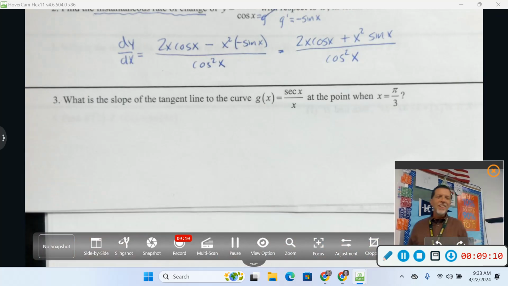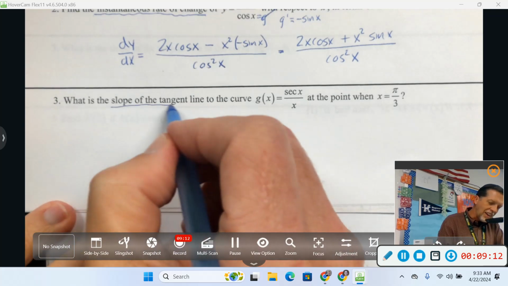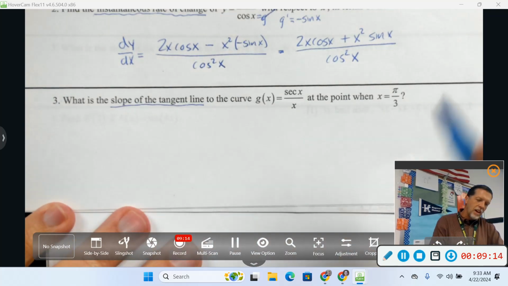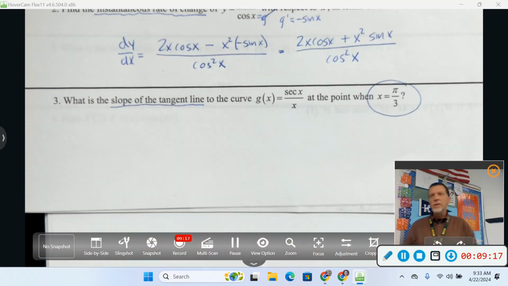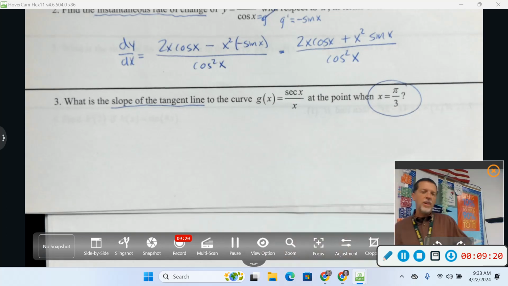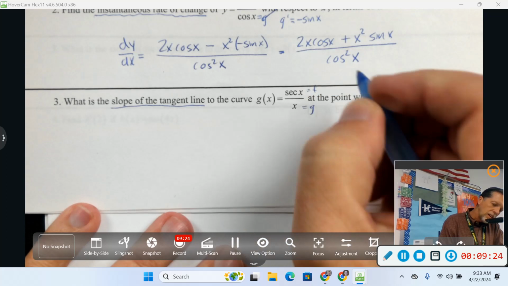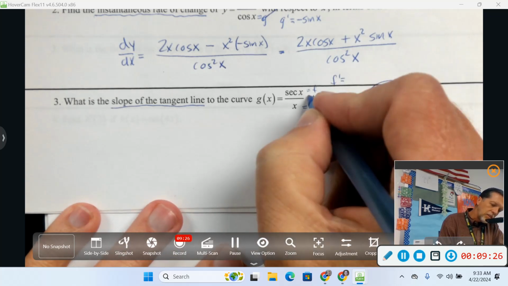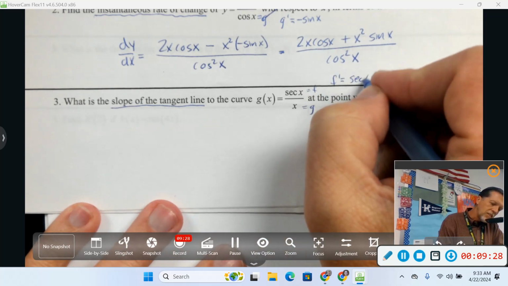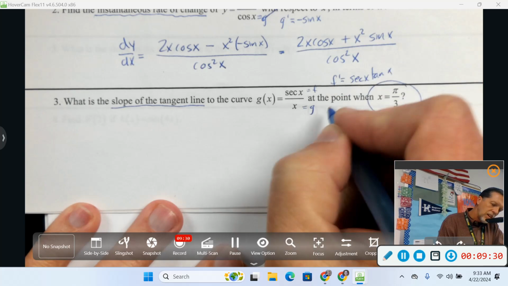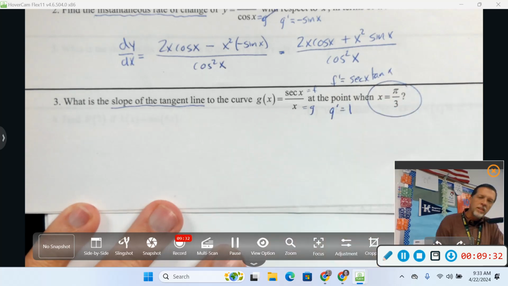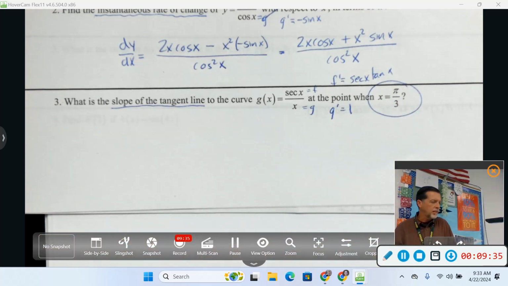Number 3, slope of a tangent line. Again, that's a derivative. At x equals pi over 3, so this is the one where you follow the rule and then plug in pi over 3, so it's got that extra step at the end. So let's see, the derivative of secant is secant tangent. The derivative of x is just 1, so that'll make things at least kind of nice.